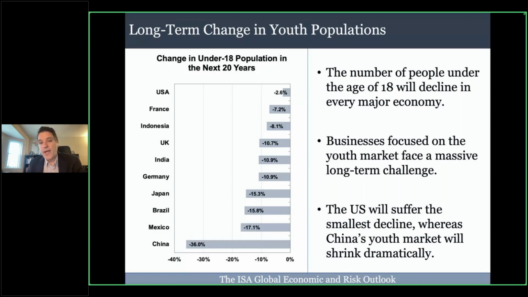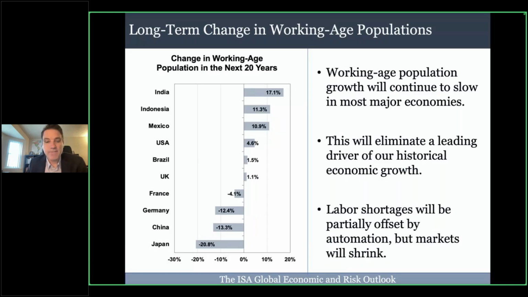This is also happening with the working age population, so the population between the ages of 18 and 65. It is going to continue to grow in some economies, including the United States. Interestingly, our working age population will grow by about 5% over the next 20 years. Now, this is much slower growth than in previous decades. And in other parts of the world, it's going to decline significantly. China is going to lose 13% of its working age population. Japan is going to lose 21%. Japan's already been losing its working age population, but you can see some major declines there. Now, again, on the supply side, this can be partially offset by automation. But on the demand side, those robots aren't buying Big Macs, they're not buying shoes. It is going to prove to be a significant challenge for the global economy.